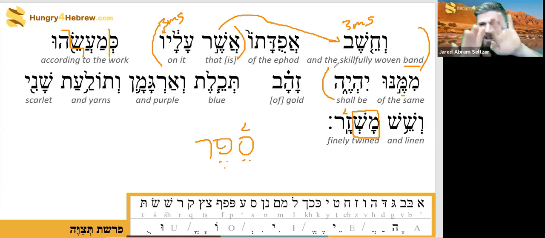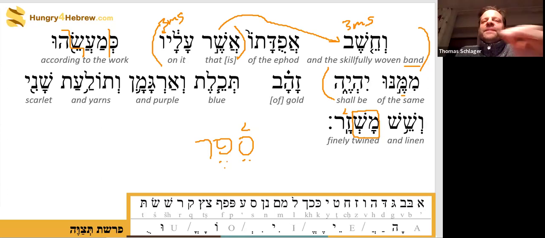Well, basically, let's invert everything here and it'll make a lot more sense. It shall be from the same material according to what that was made out of. Okay, so that's zahav, tchelet, argaman, tola'at shani, shesh, moshzar. There's that hufal verb again, participle, that is finely twined.